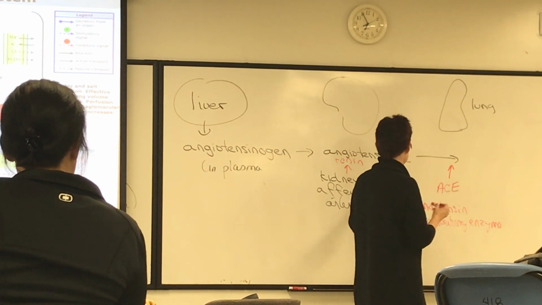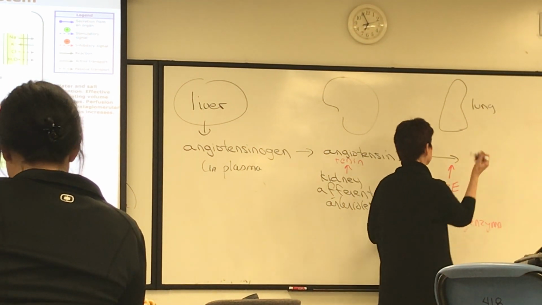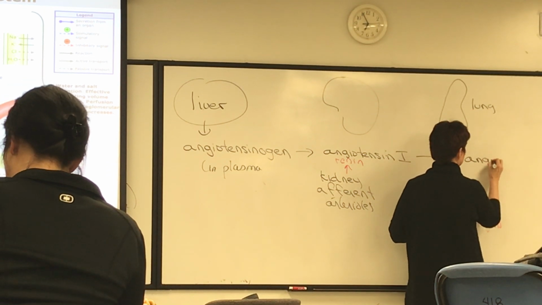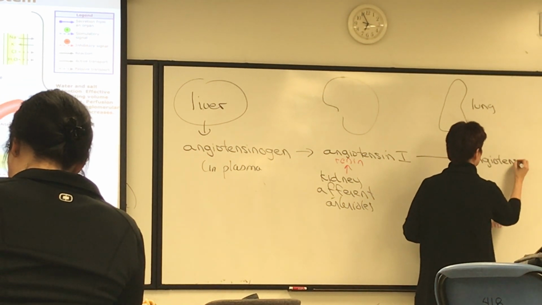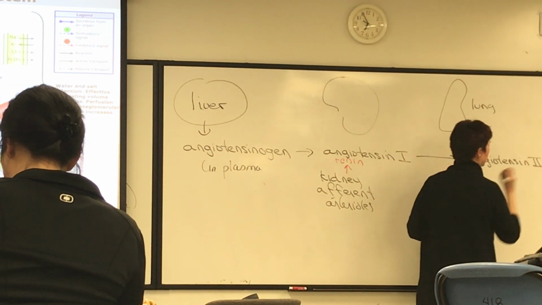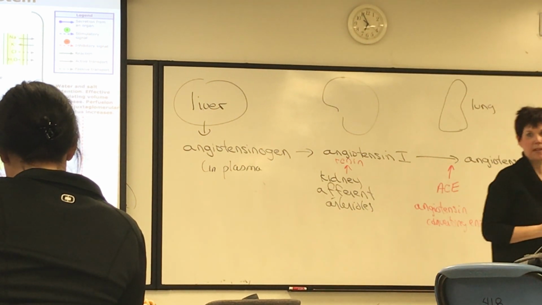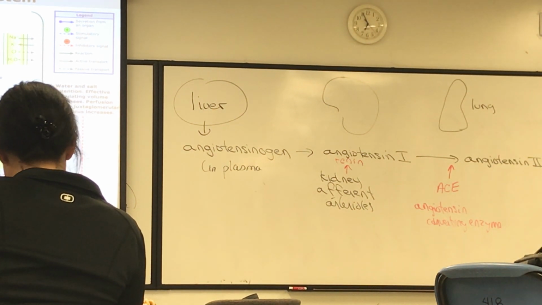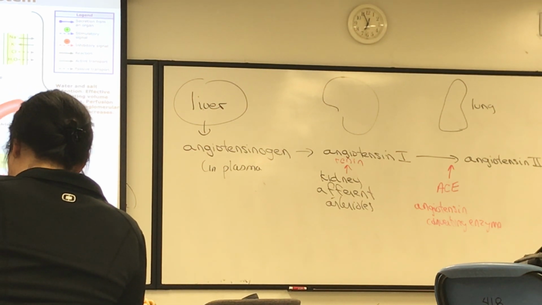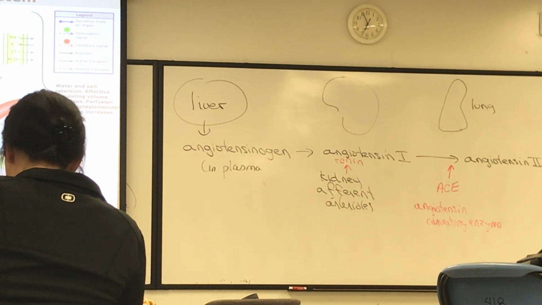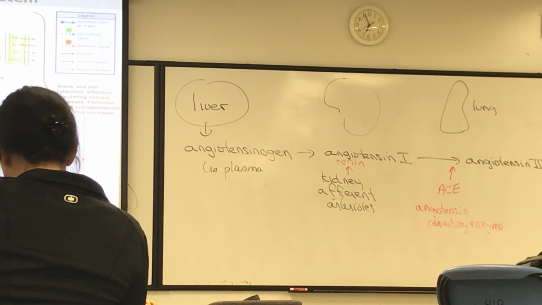And it further modifies angiotensin 1 to angiotensin 2. Okay. And angiotensin 2 then has basically 5 effects that cause blood pressure to go up. Okay?